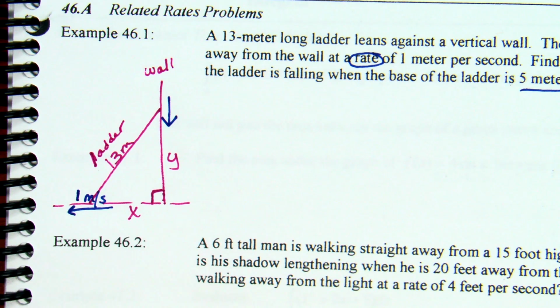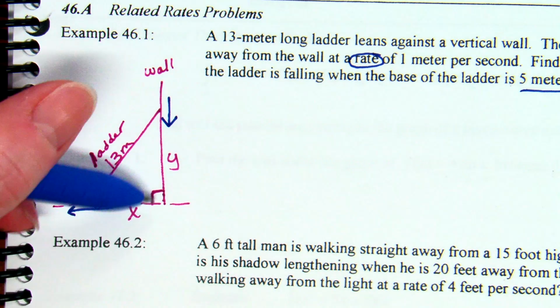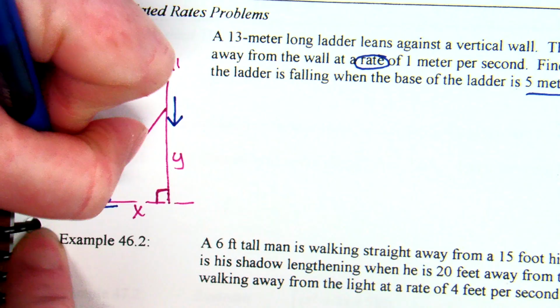So when we talk about this rate right here, what shape is this? A triangle, right? This side of the triangle is changing at a rate of 1 meter per second. Well, this is the change of side x, and it's going to be the change of side x in relation to time. And so that 1 meter per second is what I'm going to call dx/dt.